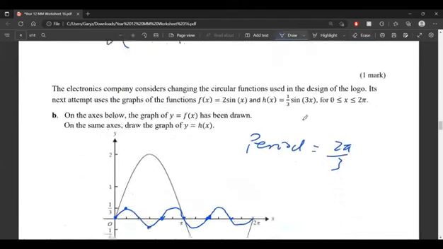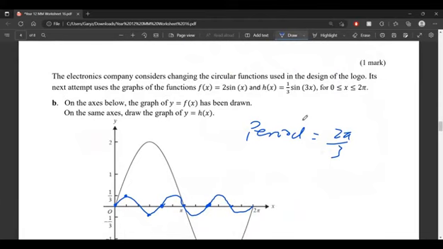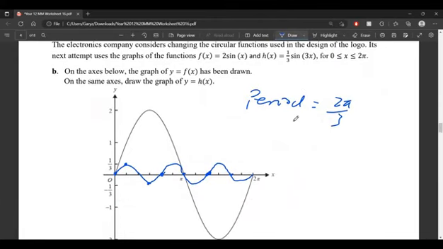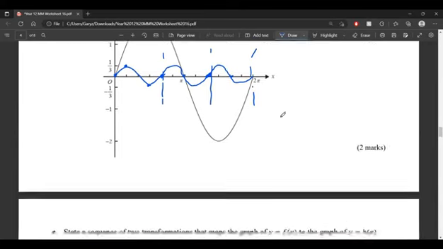The next question asks us to draw this graph here. So the period is 2 pi on 3. The amplitude is 1 on 3. So we just draw that in, right? Because we know that this part here is 2 pi on 3, 4 pi on 3, and 2 pi here. And all we're left with is drawing the normal sine graph. And this is for this question here.